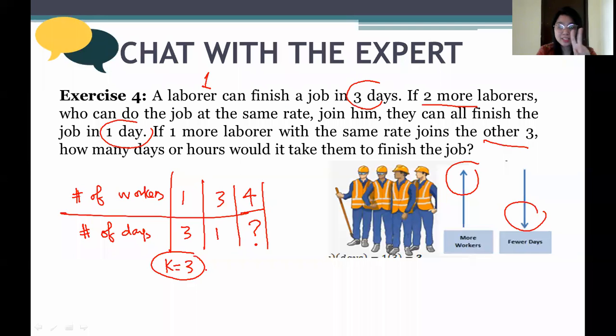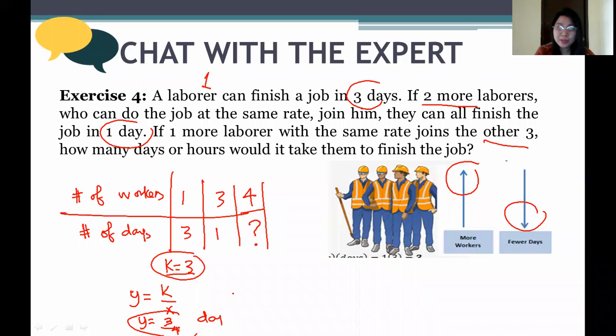There are 2 ways to solve the problem. Let me show you the first way. The first way is you solve for K, and then you go to your general formula, Y equals K over X. Y here is missing. K is 3 over our X, 4. That's the answer. It will take 3/4 of a day.